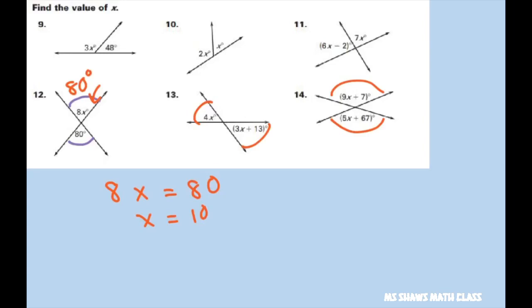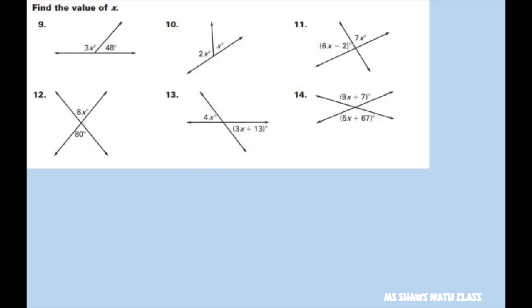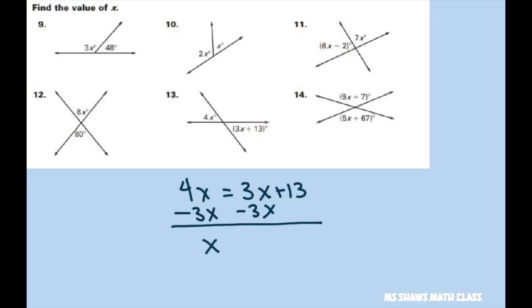All right, and we'll do the same thing for the next one. We have 4x equals 3x plus 13. Subtract 3x from both sides of the equation. So you get x equals 13. And you can plug it back in and check, but you can always check your answer and make sure that these two angles equal each other.